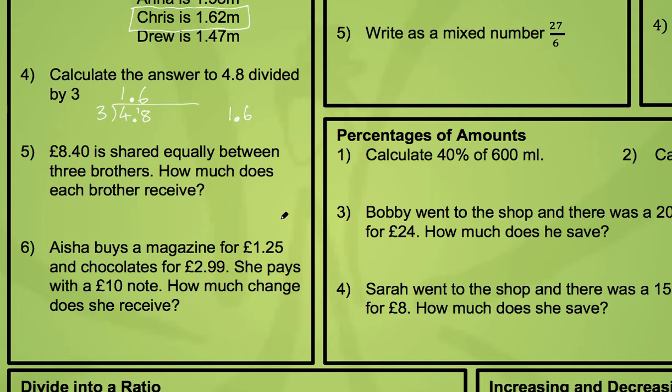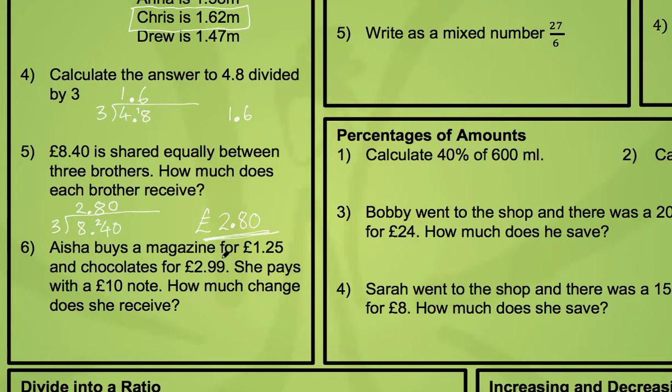£8.40 is shared equally between 3 brothers. How much does each brother receive? Again, I can do bus stop method. 3 goes into £8.40, 3 goes into 8 twice with a remainder of 2, 3 goes into 24 8 times. I don't need to do this one apart from its money, so I do need my answer to say £2.80 and not £2.08 or 2.8. It needs to have the full notation for pounds and pence.